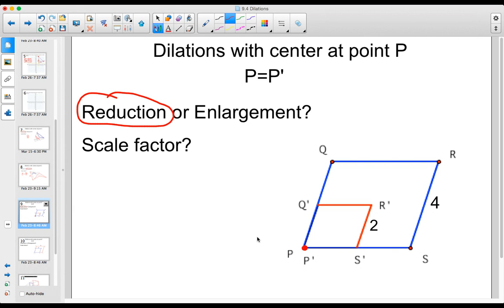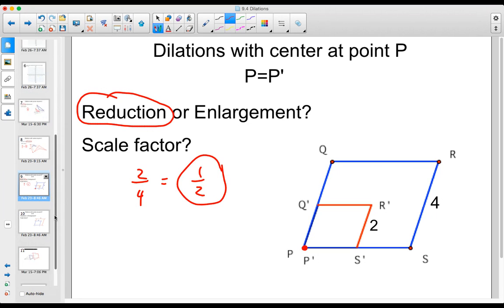So I need to figure out what my scale factor is. It's going to be getting smaller. So that means we need to put the 2 on the top and the 4 on the bottom, because that's the only way, when we compare these two lengths, that we're going to get a reduction scale factor, which is between 0 and 1. It reduces to 1/2. There's our scale factor.